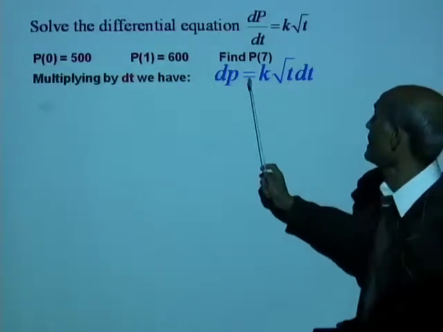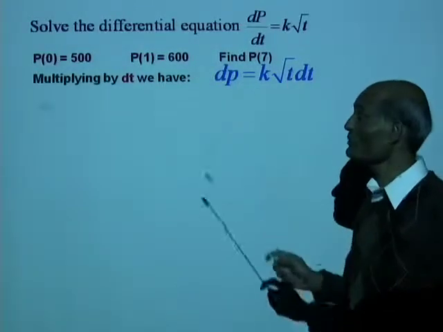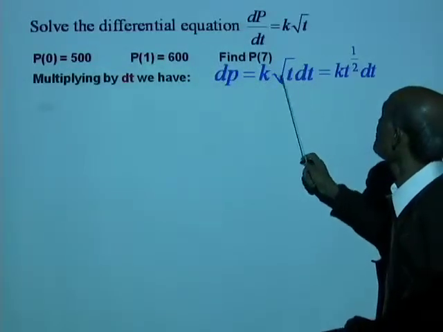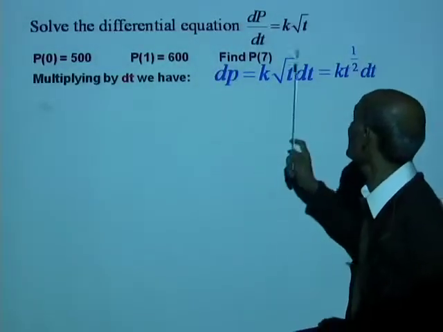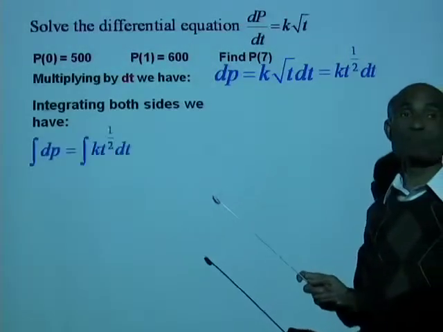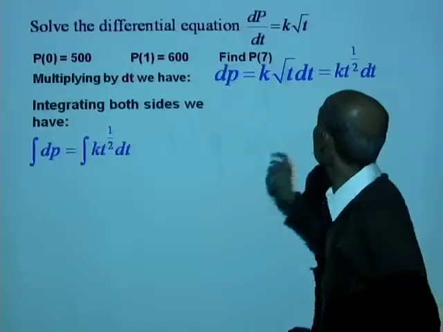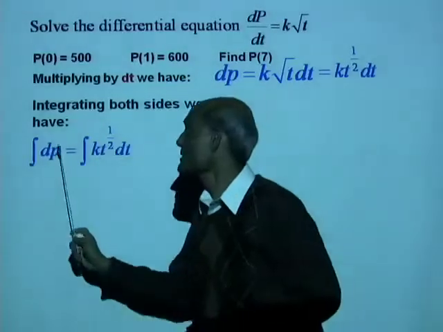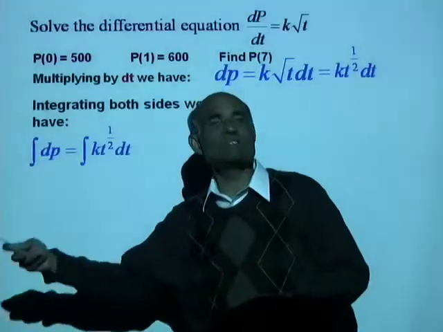Alright, let's try that. Now we need to find the function p as a function of t. What do we do? Now write this as k times square root t is t to the power of 1/2. So what we have is dp equal to k t to the power of 1/2 dt. Integrate both sides. Integral of dp, that's the left hand side, is integral of k t to the power of 1/2 dt. Tell me, what is integral of dp? Integral of 1 dp is p.